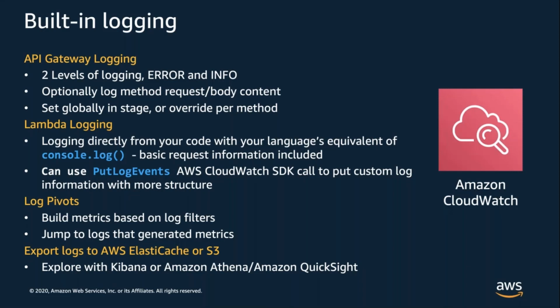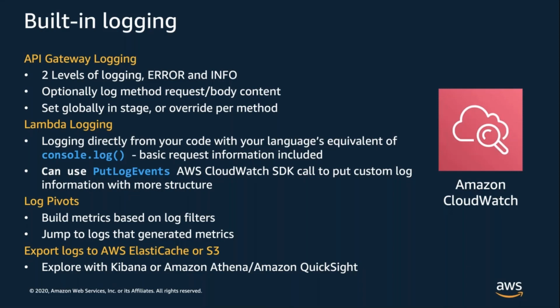So built in, you have two levels of logging for API Gateway, error and info. You can optionally also turn on a full request body content logging. That can be a whole lot of information, but for troubleshooting reasons, you might want to turn that on. And you can configure this either at a per stage or a per method level. So you can really get fine-grained in terms of what logging you want to configure.